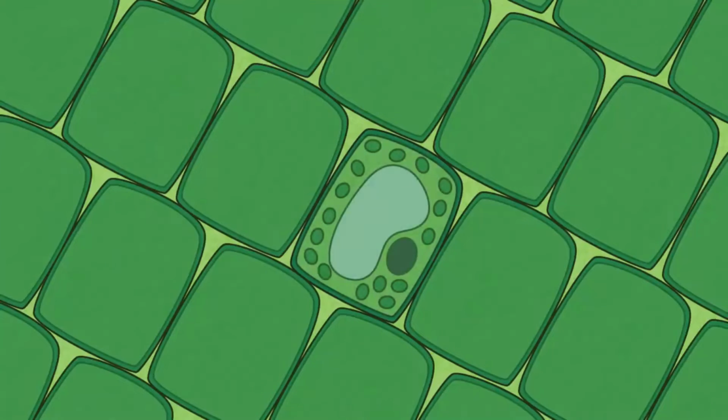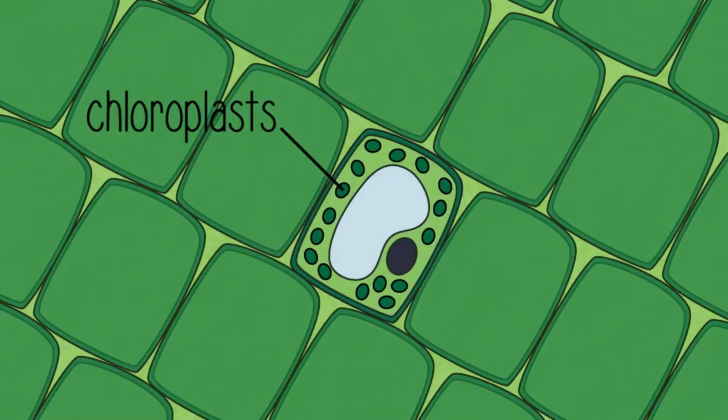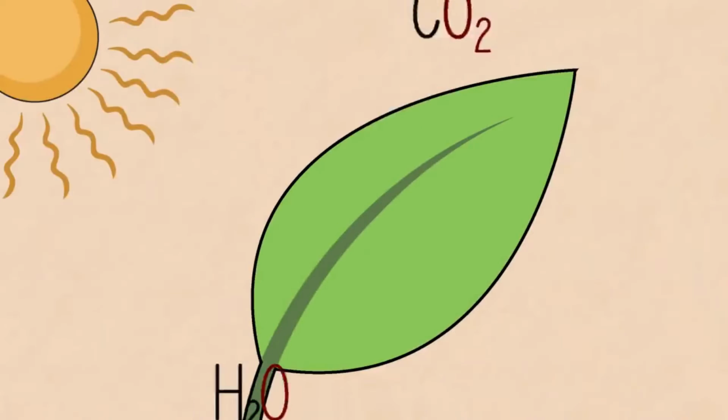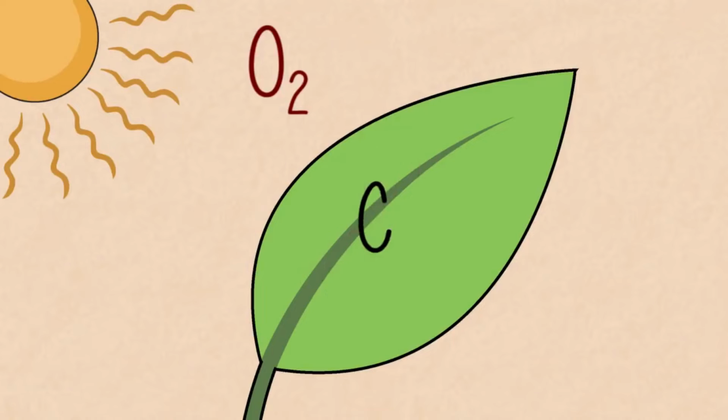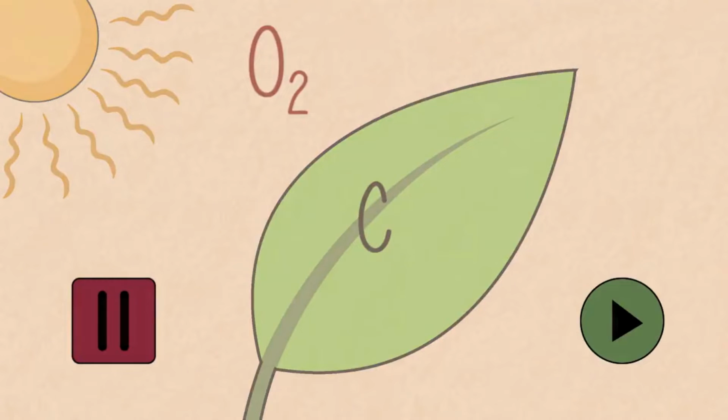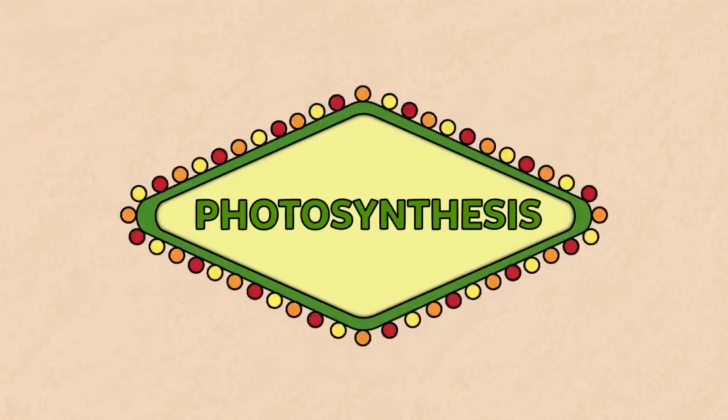This happens in the green chloroplasts found in the leaves of plants. What is the name of this reaction? Perhaps the most important chemical reaction on the planet. Pause the video whilst you think of your answer. It is photosynthesis. Well done if you got it right.